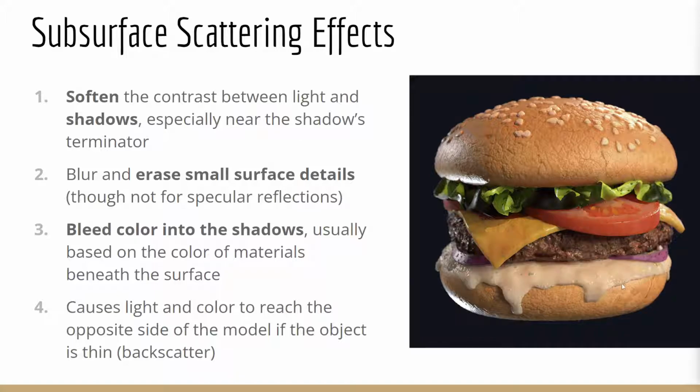You can see that down here on whatever this sauce is supposed to be. When the subsurface is turned off, we have these hard black shadows, and then when it's turned on, those shadow details almost completely blow out and blur away. We're also bleeding color into the shadows.